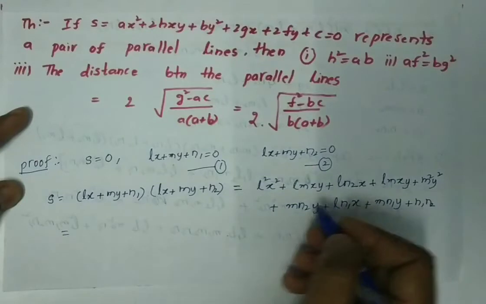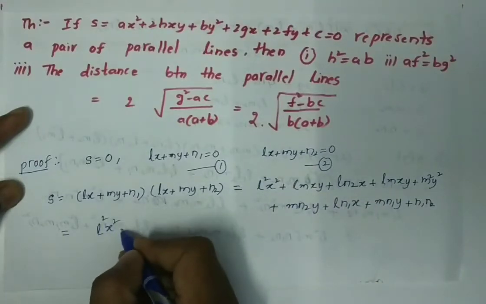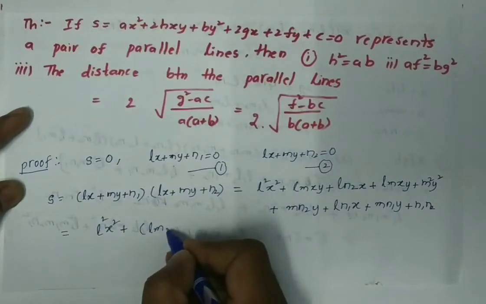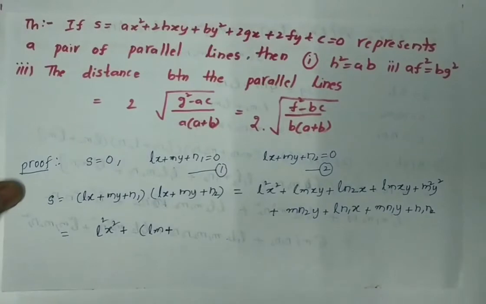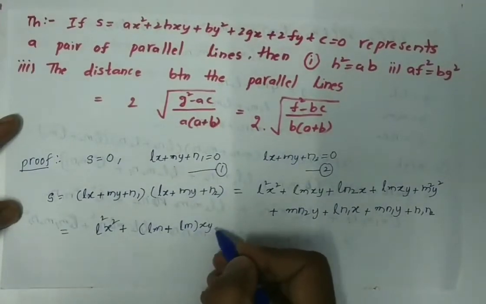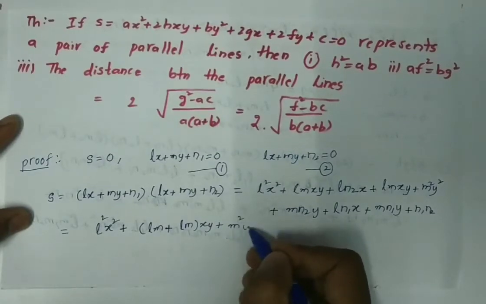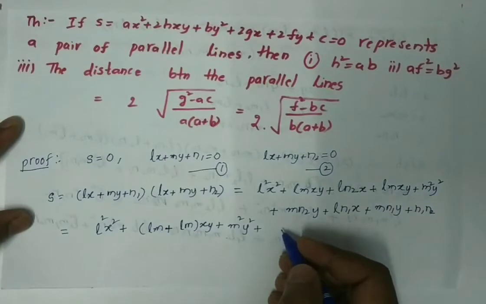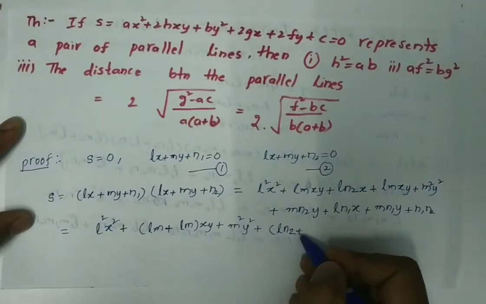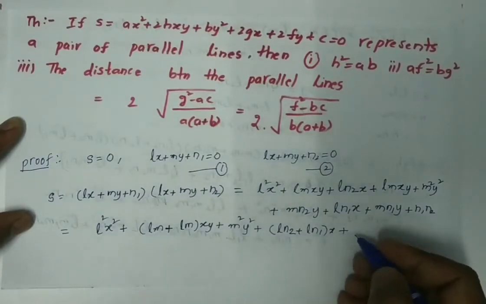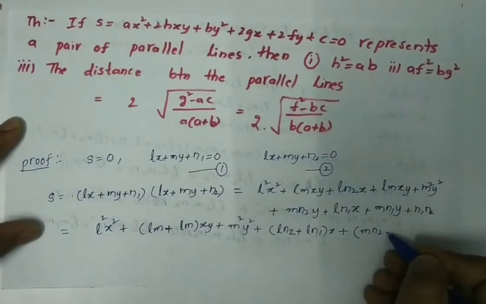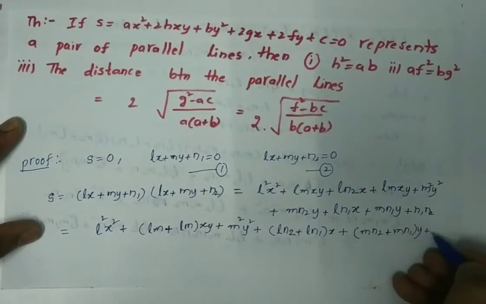So this equation can be written as L²x² + (Lm + Lm)xy + m²y² + (L N2 + L N1)x, taking x as a common factor, + (M N2 + M N1)y, taking y as a common factor, + N1 N2.